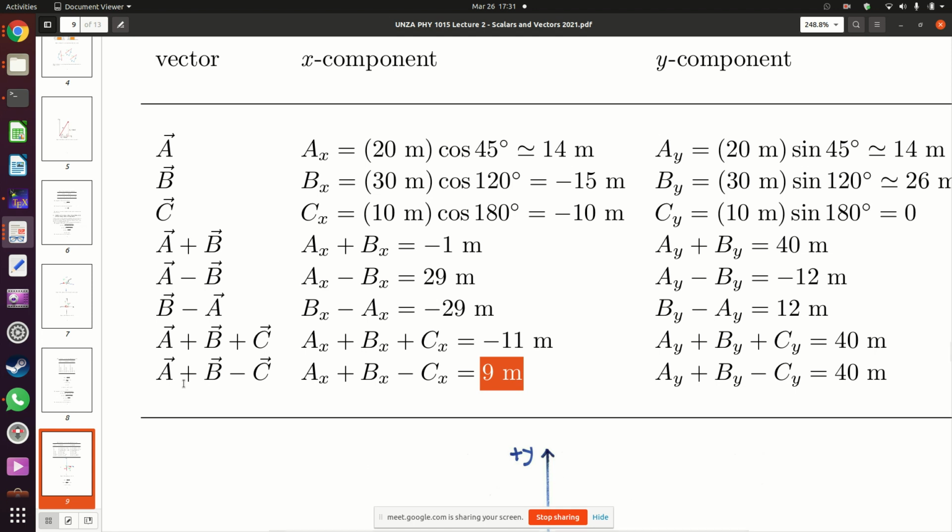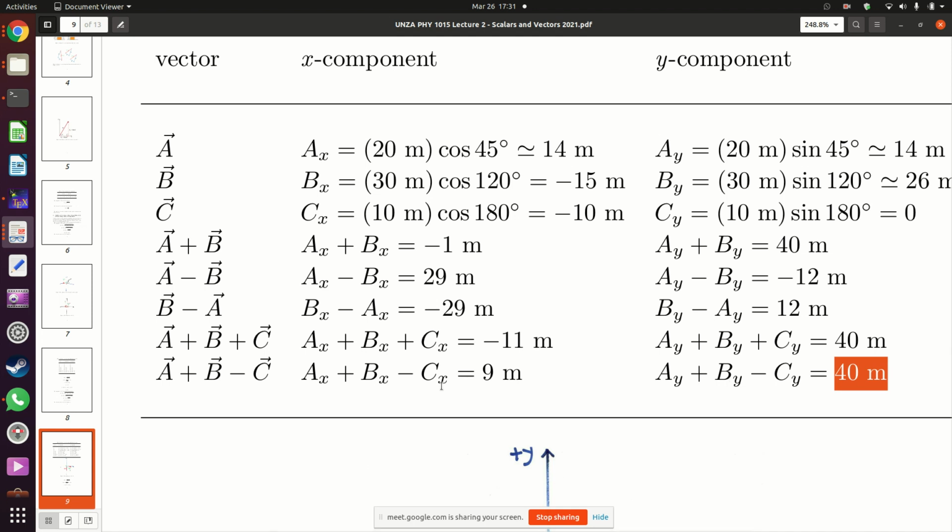We also need to find how much A plus B minus C is along the y-axis, and that is going to be equal to Ay plus By minus Cy. So Ay is 14 meters plus By is 26 meters minus Cy, which is 0 meters. You end up with 40 meters. So for the last vector, the part along the x-axis points in the positive x direction, and along the y-axis it also points in the positive y direction.